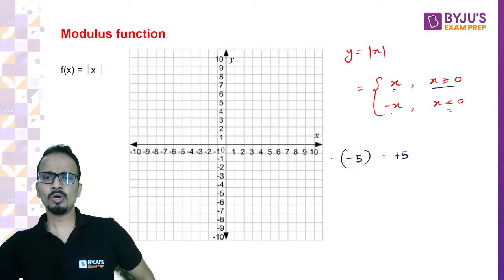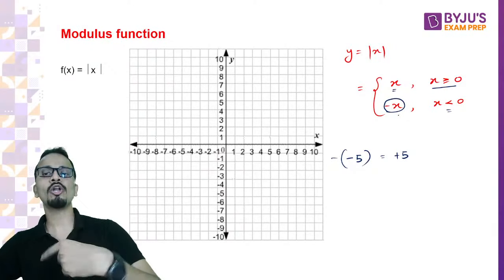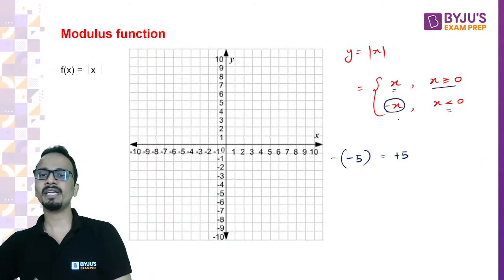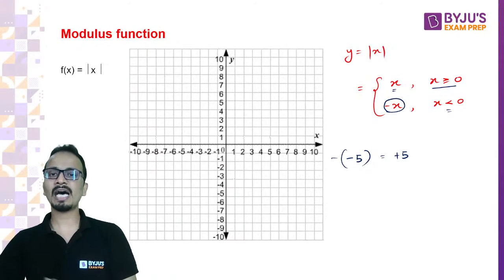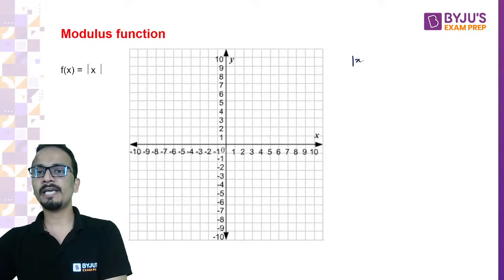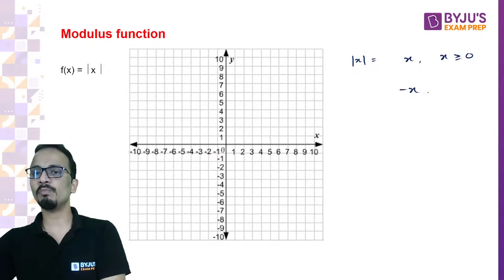All right. So why have I written negative x? Because x was already a negative number. So putting a negative sign in front of a negative number will make it positive. So this is how we can define modulus x: modulus x is equal to x when x is greater than or equal to 0, and it will be equal to minus x when x is less than 0.